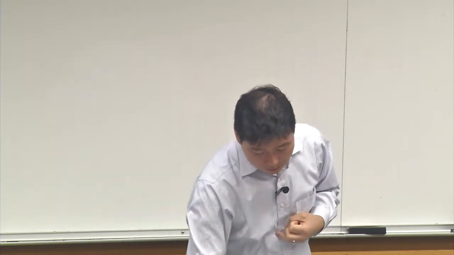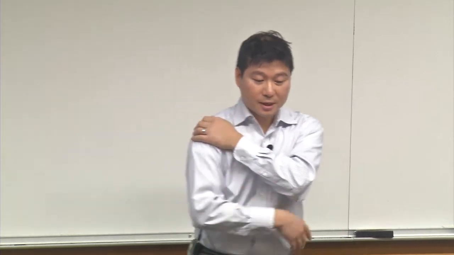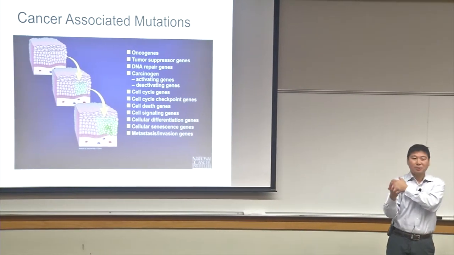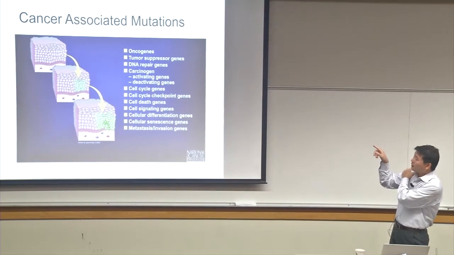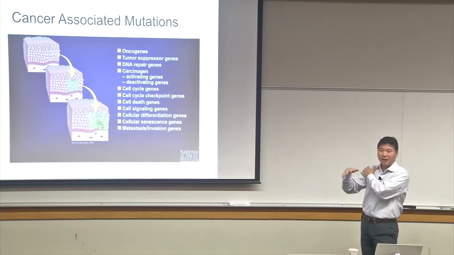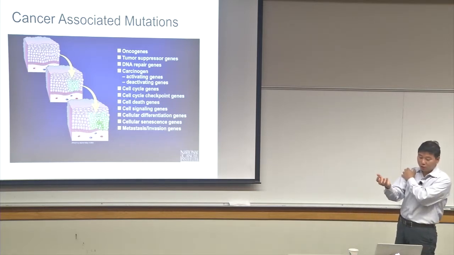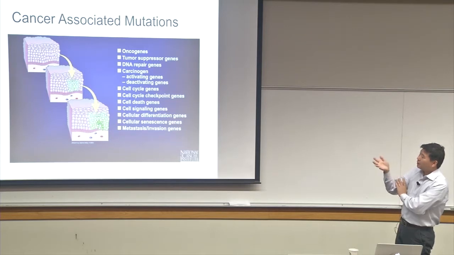Okay, so this picture shows you a wide range of the genes that could be associated with cancer. Those that could trigger cancer, be cancer drivers, are called oncogenes, because mutations in these genes could drive cancer. And then there are tumor suppressor genes, and TP53 is one of the examples. And then there are other genes in different functional categories.